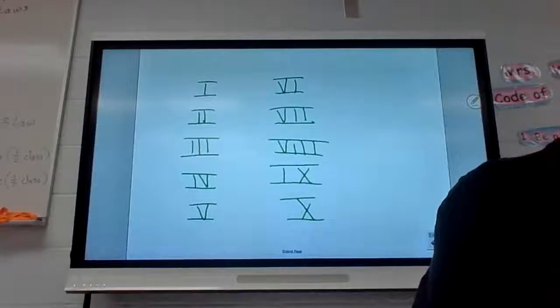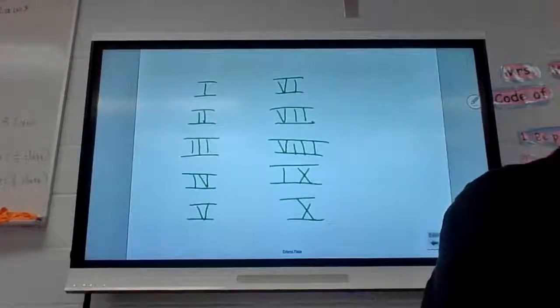Number 6, nitrogen monoxide. 7, dinitrogen trioxide. 8, nitrogen dioxide. 9, dinitrogen tetraoxide. You keep the A and the O. 10, dinitrogen pentaoxide. 11, phosphorus trichloride. And 12 is phosphorus pentachloride.